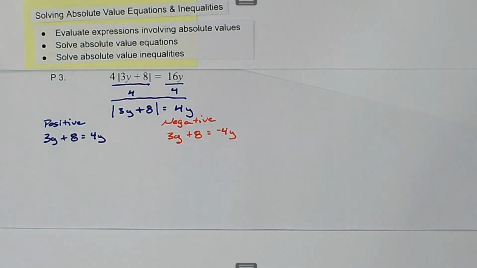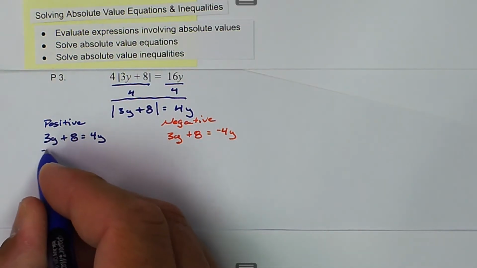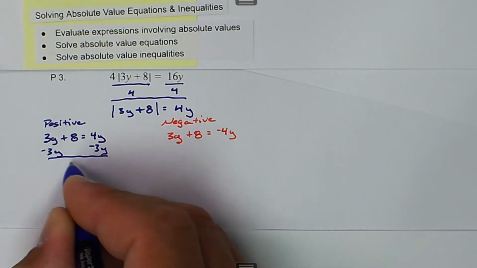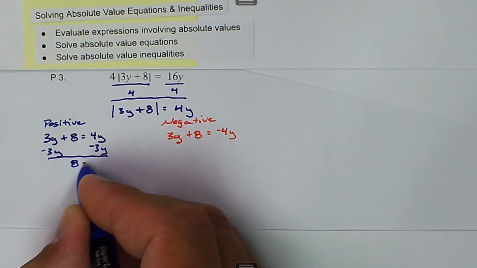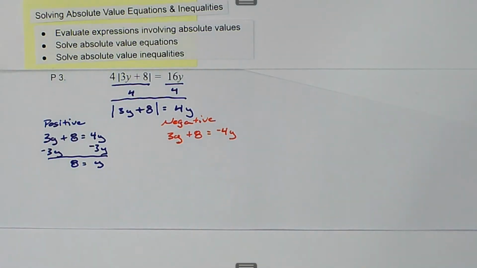So then we go through and solve the equation. We subtract 3y from both sides, and we get 8 is equal to y. So that's going to be one that we have to check.